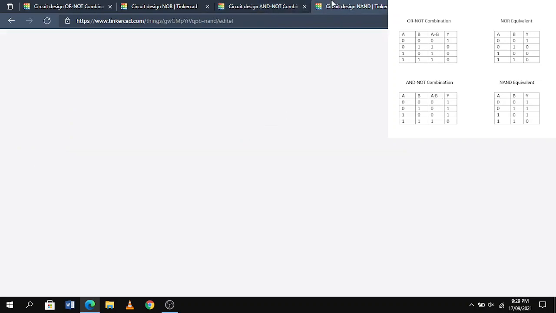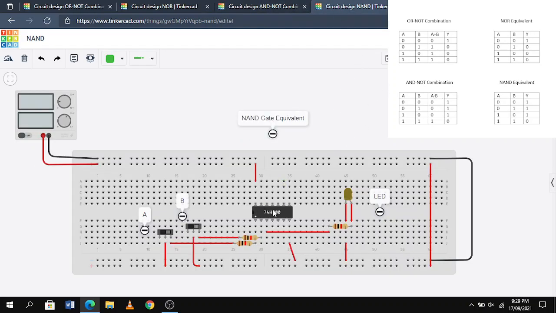So I'll proceed to my equivalent NAND gate. By using the NAND gate IC, we have our equivalent circuit. The nature of the NAND gate is that if both A and B are true, then the output is not true. It means that if both A and B are at logic 1, then the output will be at logic 0. So let's see if it matches the truth table. I'll verify in this simulation.